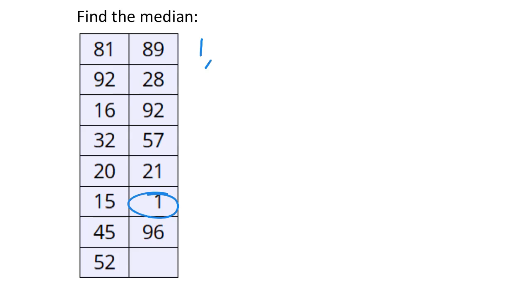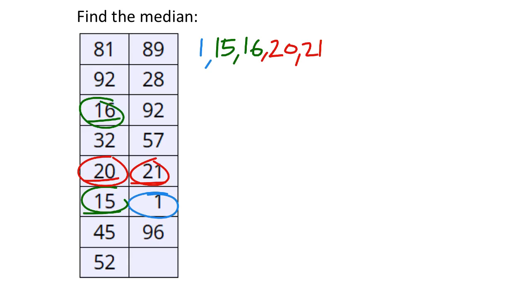I'm going to look at the teens. And I got 15 and 16, right? Yeah, I don't see any other teens there. So 15 and then 16 in order. Now I'm circling these just so I know I used them. Next up, the 20s. I got 20, 21. That's it. So that's that in order. 20 and 21. Now the 30s.